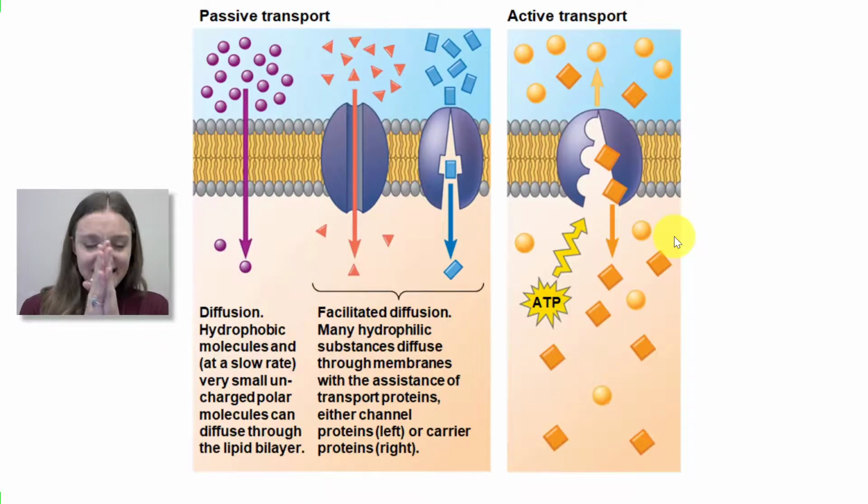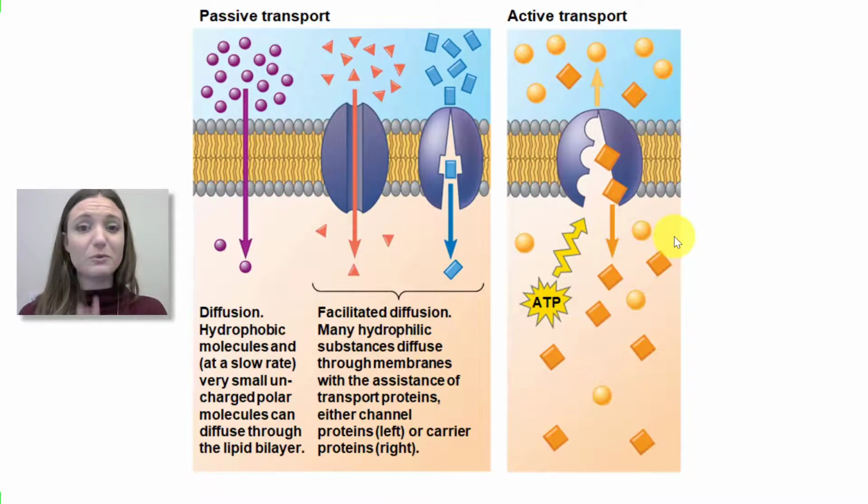But the key here, the big core idea of active transport, is that we are using energy to move solutes, whether it's ions or other molecules, against their concentration gradient. So against the direction that they would normally diffuse. So we typically use active transport to concentrate solutes on one side of the membrane or the other, either pumping them out or bringing them in.